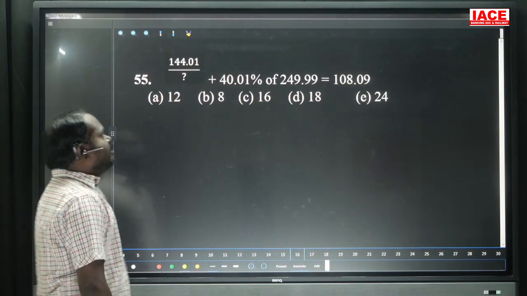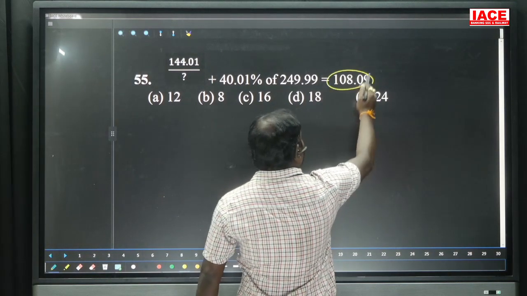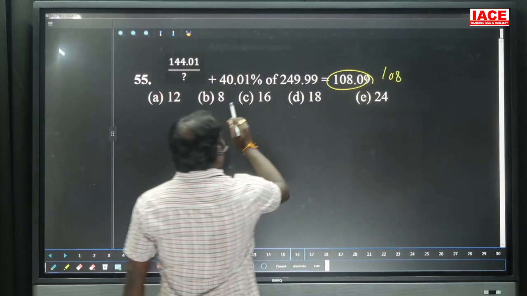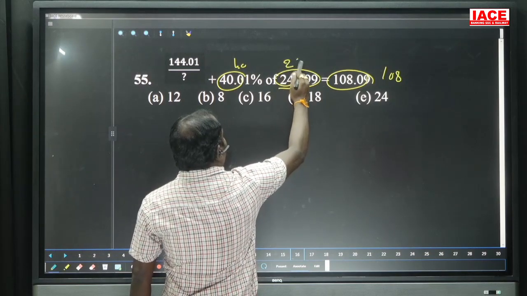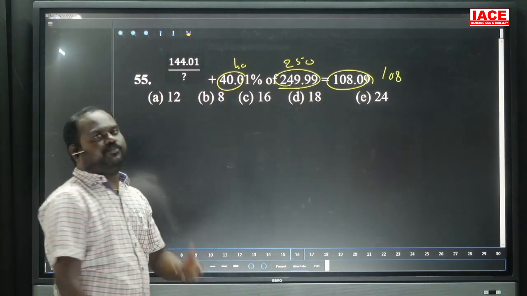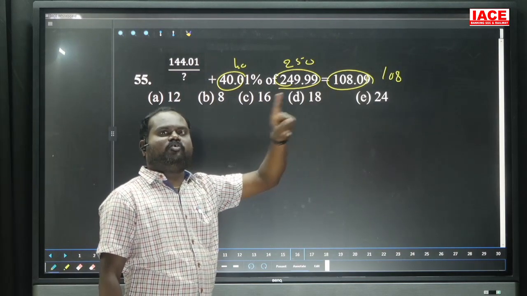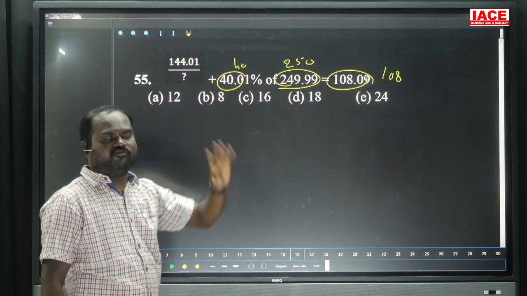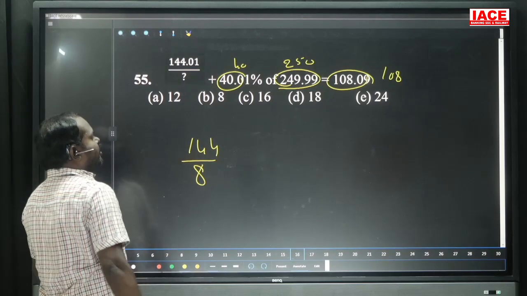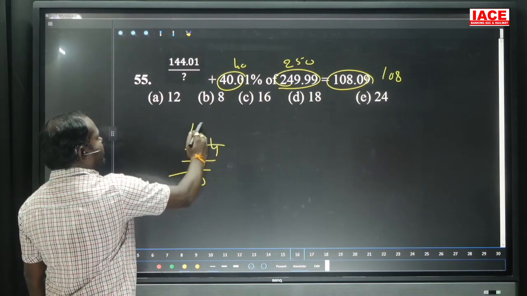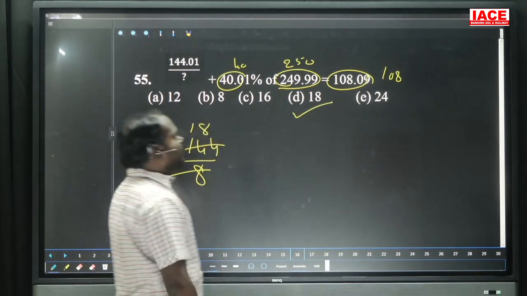Next, 55. Here 108.0, keep it as 108, the round value. 40.0, take it as 40% of 250. 10% is 25, so 40% is 100, plus 100 becomes minus 100. That means how much balance? 8 will balance, only 8 will balance. 144, that 8 becomes by 8, 8 ones are 8, 8 8s are 18. So option D. Option D, right.